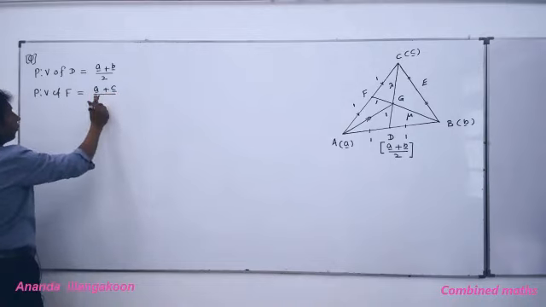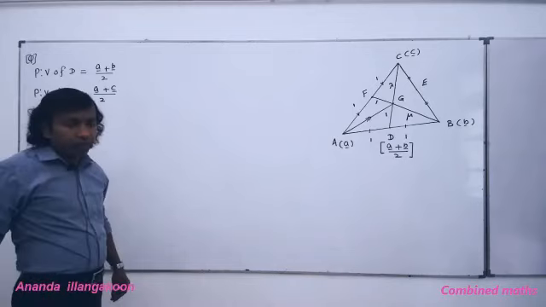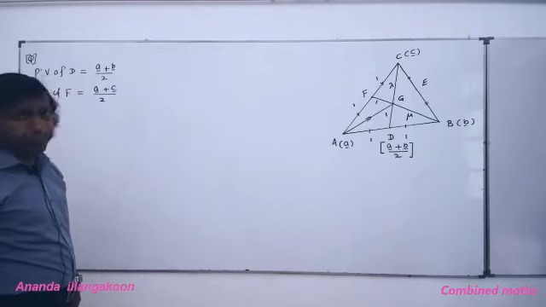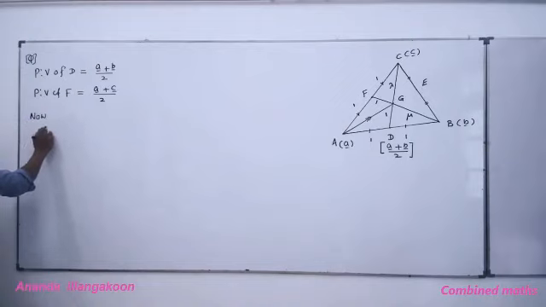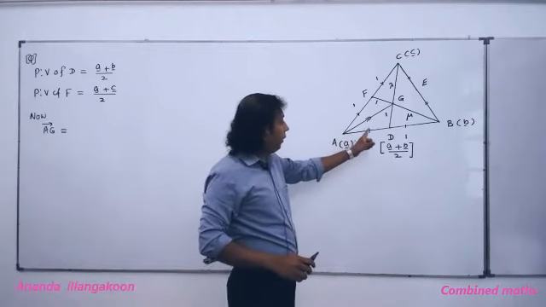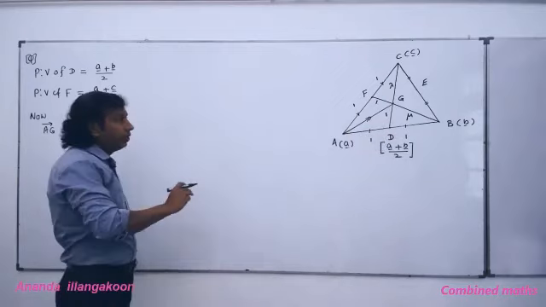Right. Okay, now we'll see how to find this AG. AG vector I can find like this. Now, how do we write the AG vector, people? AD plus DG.